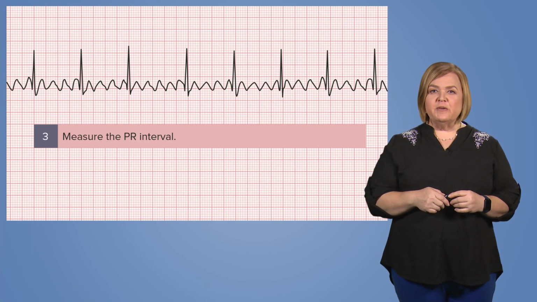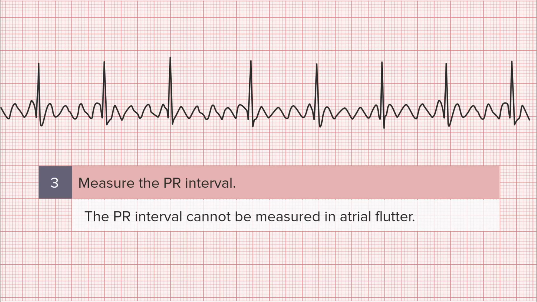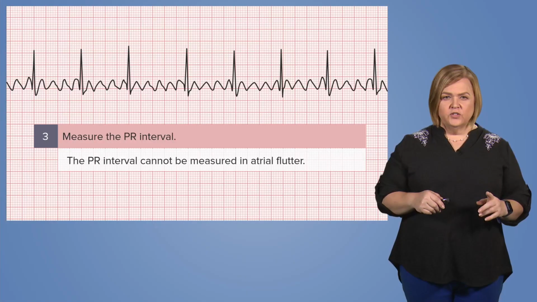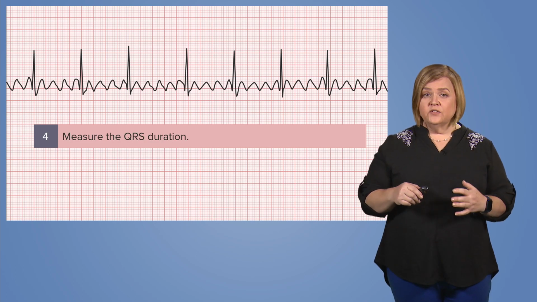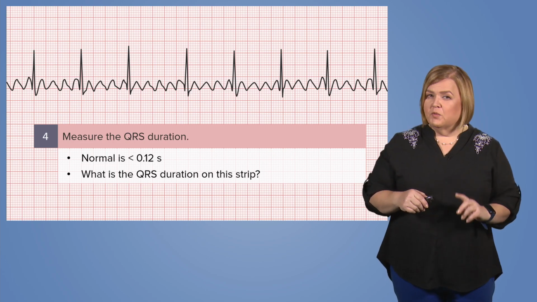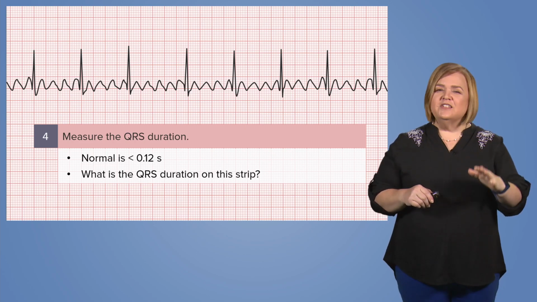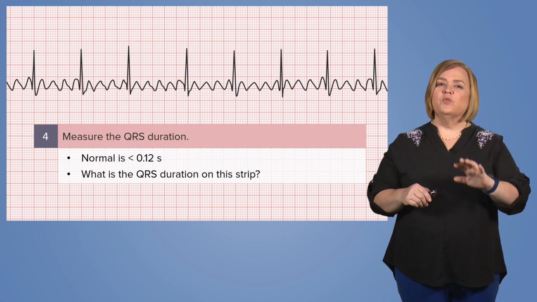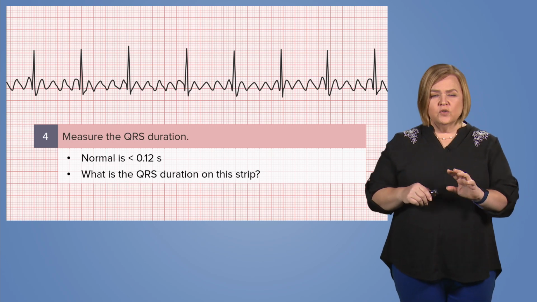Step 3, measure the PR interval. You can't, right? We don't have the normal P wave to do that, so the PR interval cannot be measured in atrial flutter. With sawtooth waves, it's impossible to measure the PR interval. If we're looking at the QRS duration, we're expecting it to be less than 0.12 or 3 small squares. Remember those tiny squares? How many seconds are they worth? If you said 0.04 for each tiny square, you are right. So 3 times 0.04 is 0.12. So the QRS, in order to be normal, has to be less than 0.12.